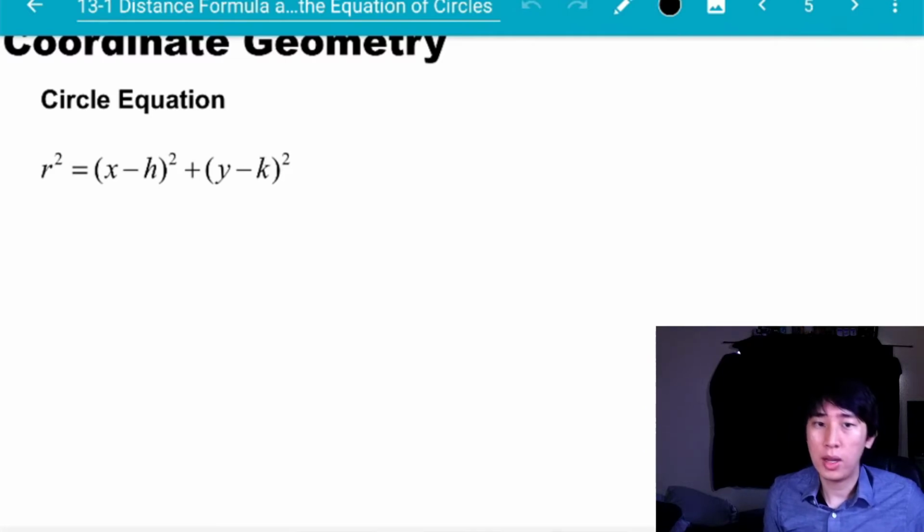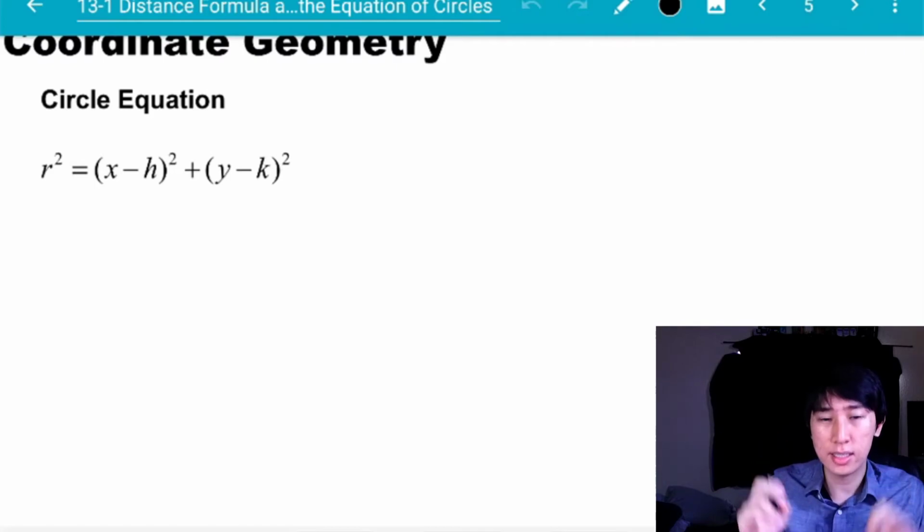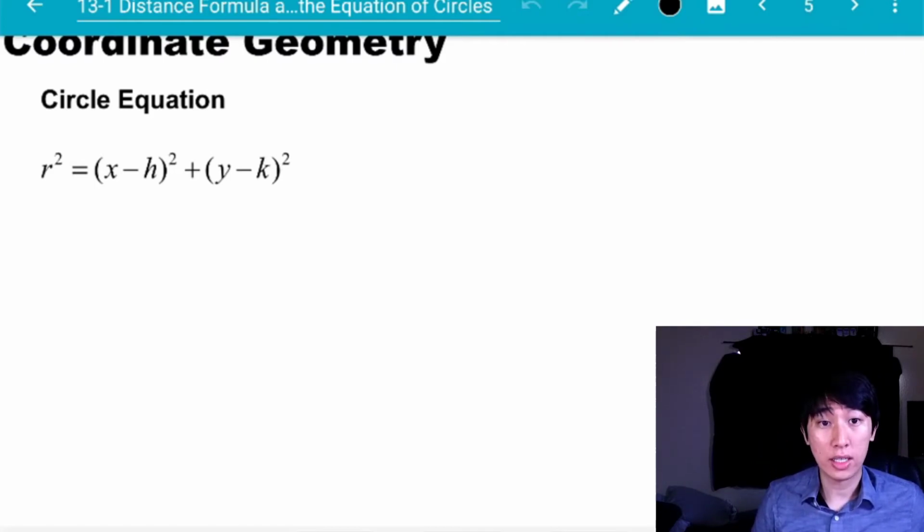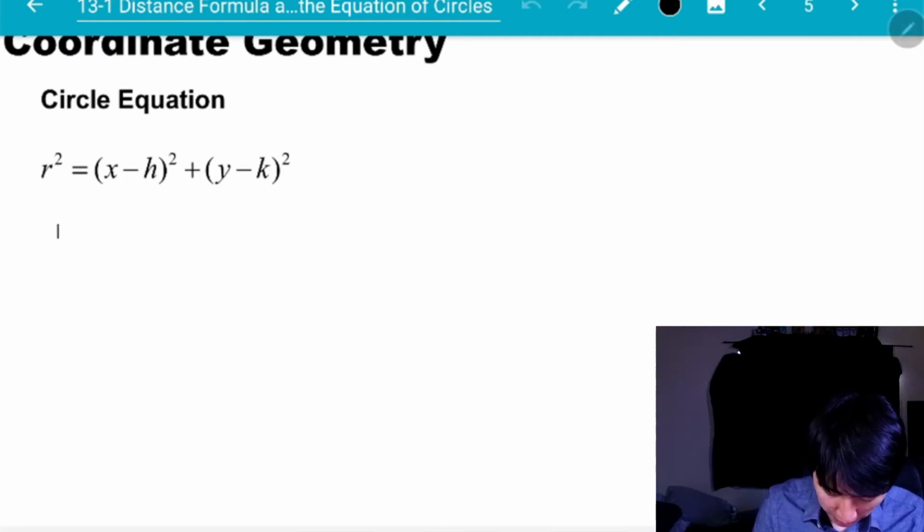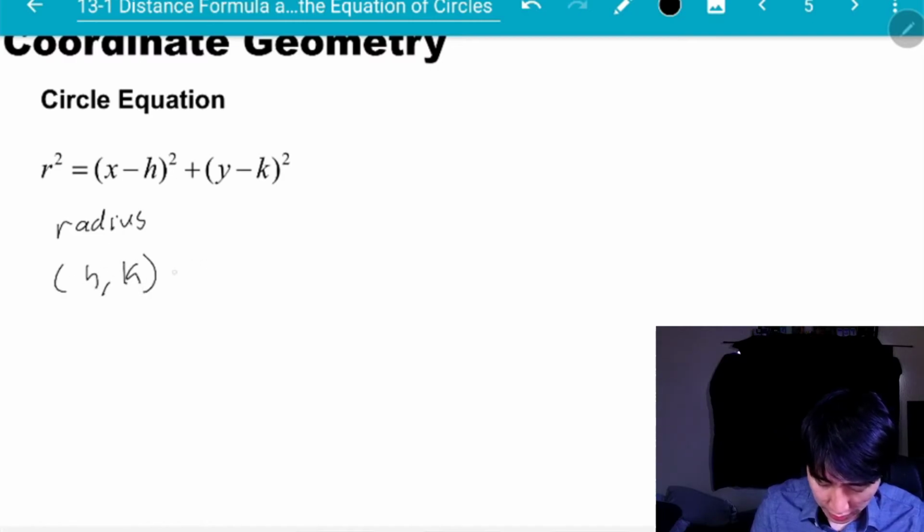I could explain why, but all I'm going to say is that based on the distance from the center, that's how you find your radius, which is why it makes sense that you have a radius formula that looks real similar to your distance formula. As always, just like when you're doing slope-intercept form or parabolas, you get specific information. So the pieces of information you need to graph a circle are your radius, which is r, and your h and your k. Your h and your k is going to be the center.